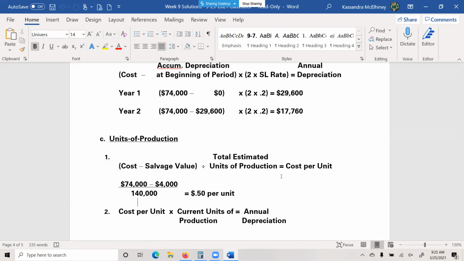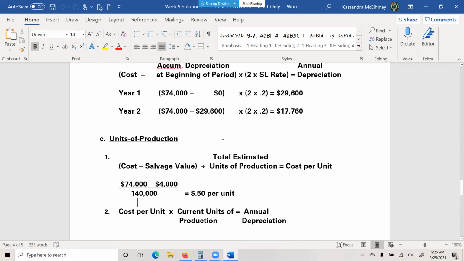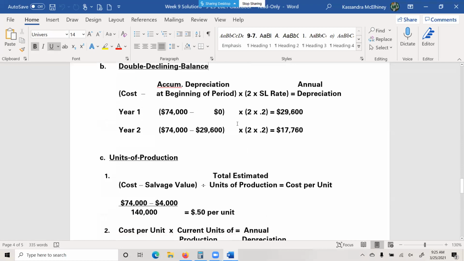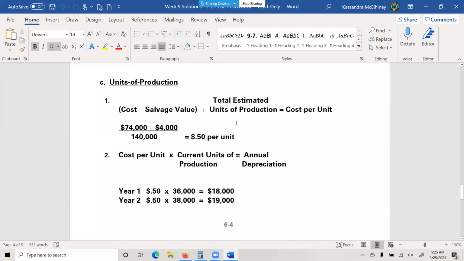Just like with double declining balance, we need to keep an eye on accumulated depreciation as we go through the life of this asset. Once accumulated depreciation reaches that $70,000 mark, we need to stop, regardless of whether the equipment is pumping out additional units of product or not. At that point, you would either have to revisit the estimate or just stop depreciating entirely.